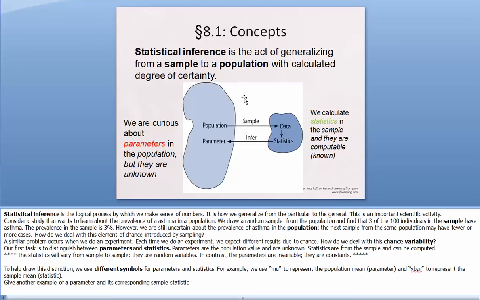Okay, so this is the slide where we begin concepts. These few slides I'm going to go really slowly because these are new concepts. So I think I need to pause a little bit so that you can think about what I'm saying here and what you are reading. Okay, so first of all, statistical inference is the act of generalizing from a sample to a population with a calculated degree of certainty.